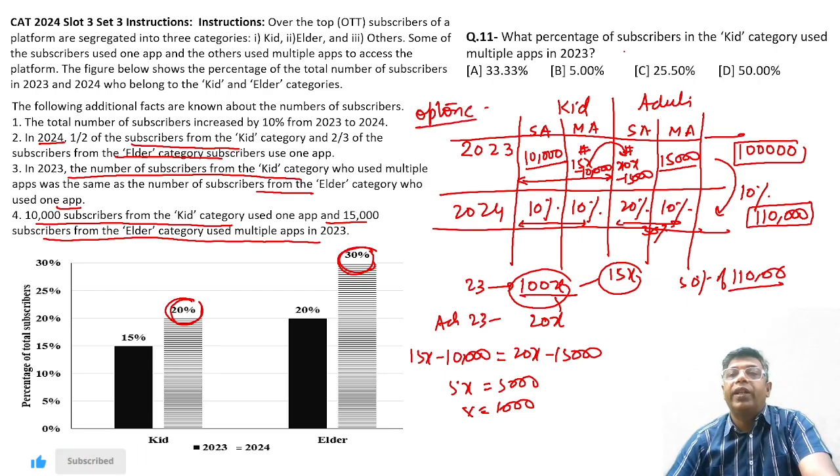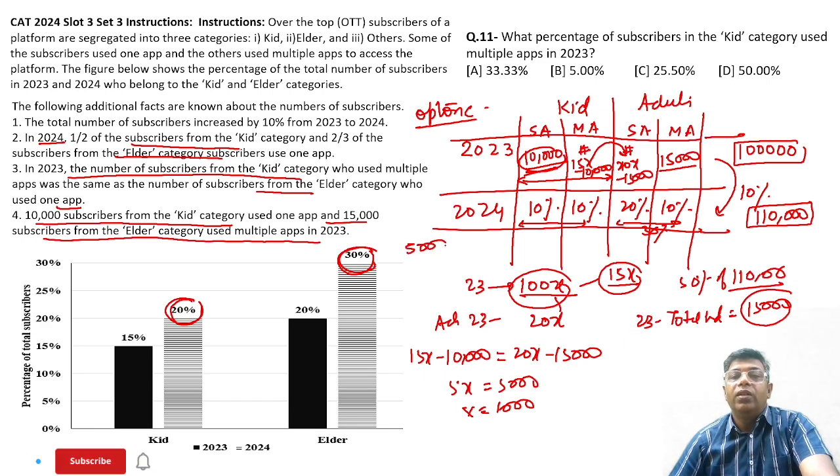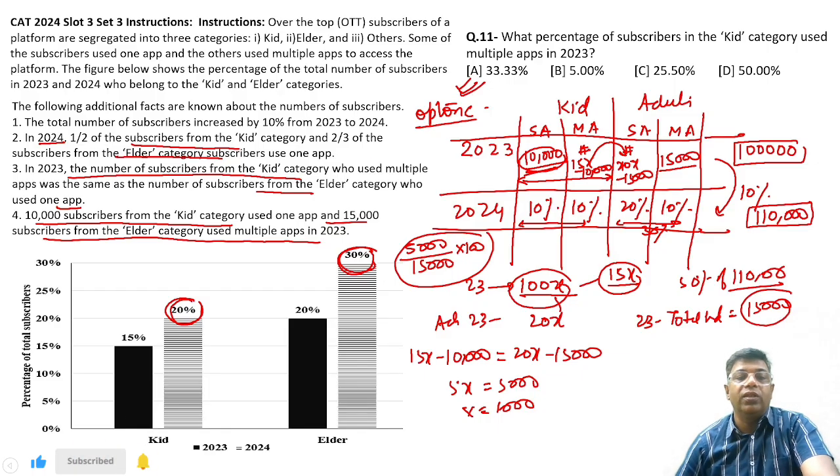What percentage of subscribers in the kid category use multiple apps in 2023? Now, in 2023, the total number of kids will become 15x, that is 15,000. Out of that, how many are using multiple apps? You subtract 10,000 because 10,000 are using single app and total kids are 15,000. So 5,000 kids are using multiple apps out of 15,000. If you convert it into percentage, 1 by 3 will become 33.33%. So I think for this question, option A is going to be the correct answer.